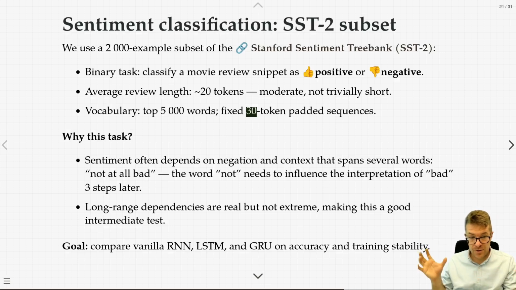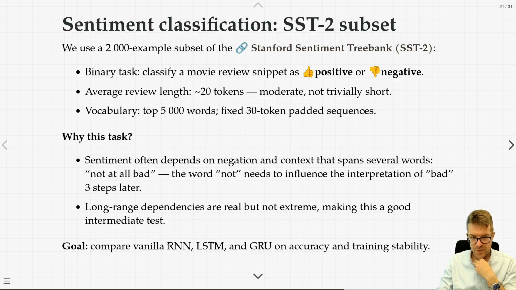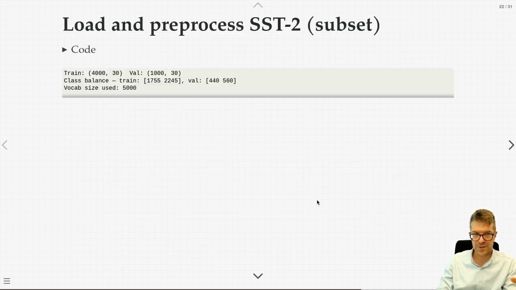So long-term dependencies are real. They're by no means extreme. This is a good test of long-term dependencies, which for a long time was a pernicious challenge in natural language processing. So we're going to again compare vanilla RNNs with LSTMs and GRUs on the accuracy of classifying positive and negative sentiment from these input texts.